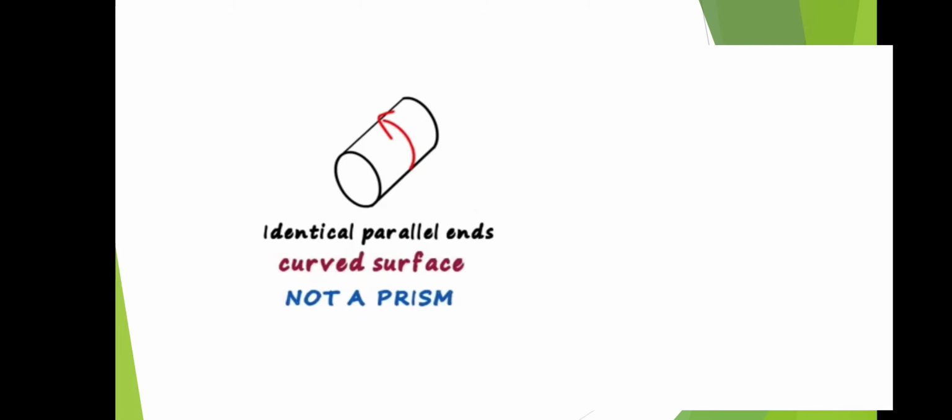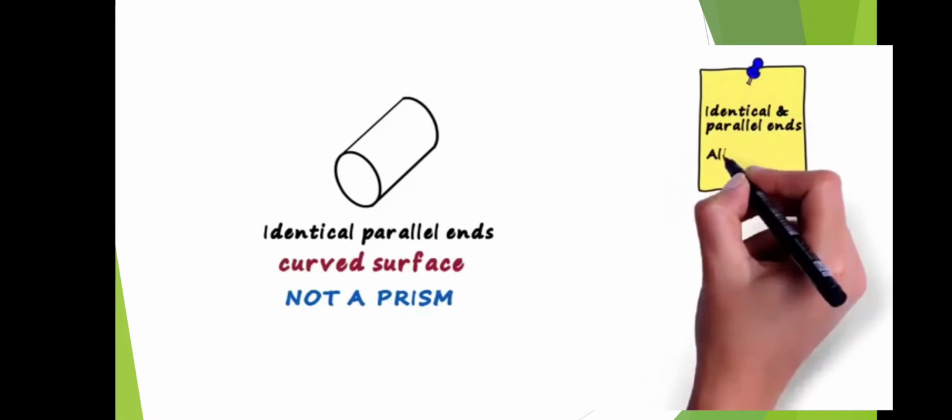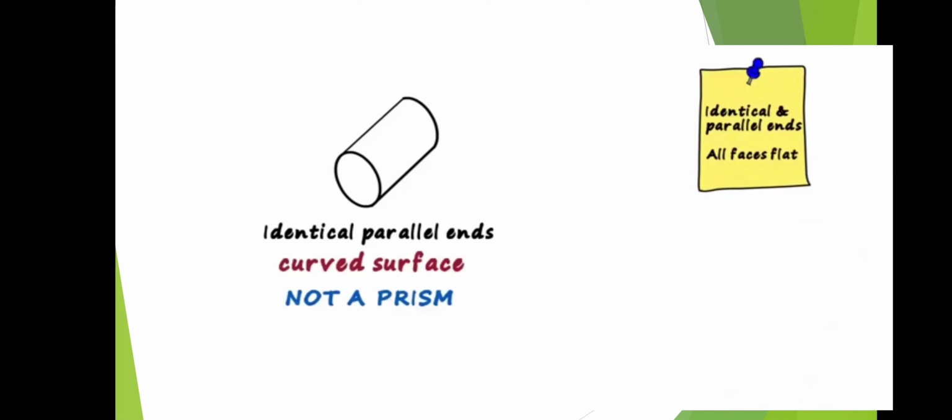I want to emphasize there are only two things that make a three-dimensional shape a prism: identical and parallel ends, and all its faces flat. Here, the ends are flat but the surface is curved, so it's not a prism.